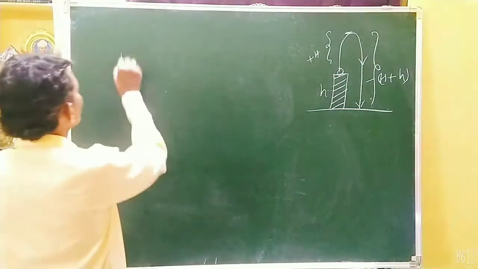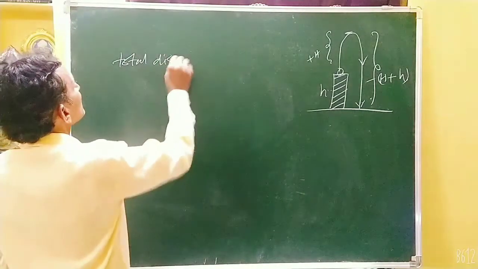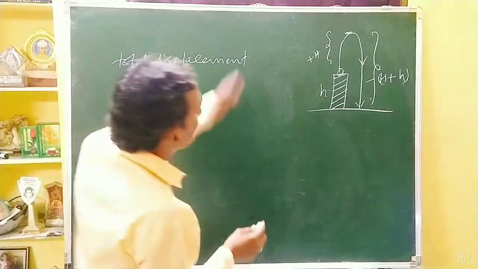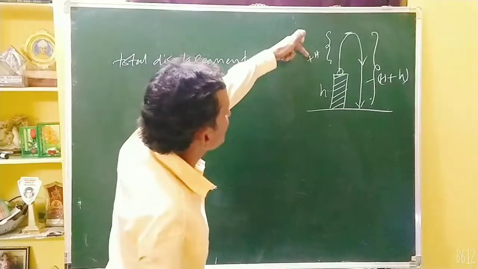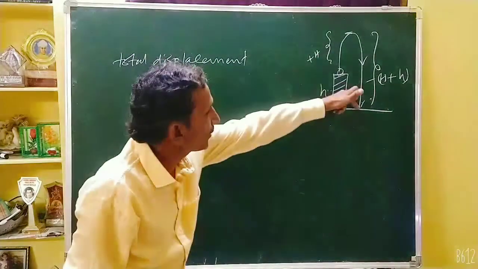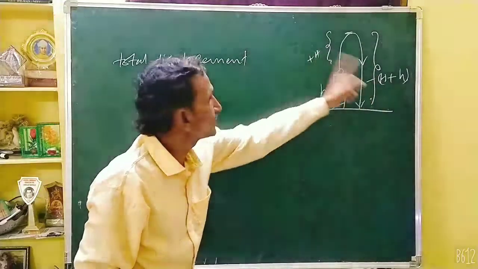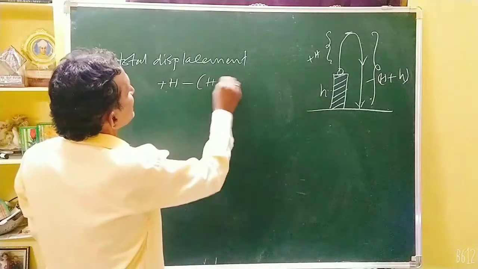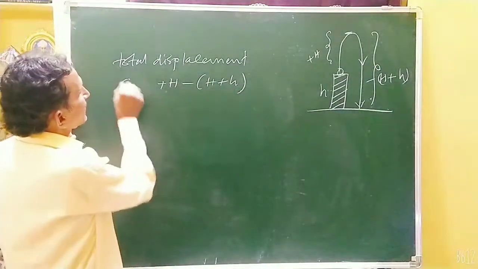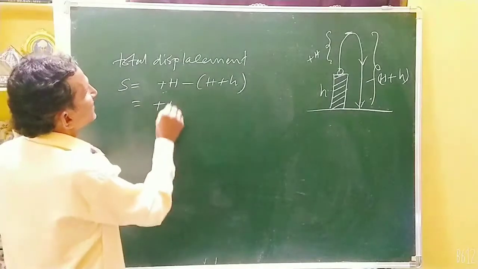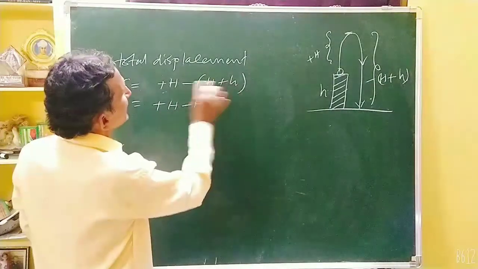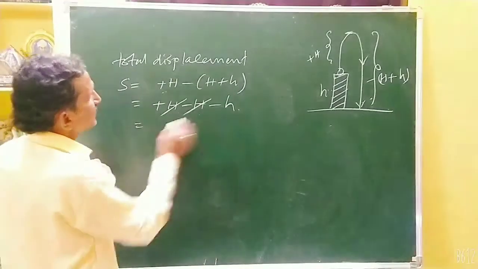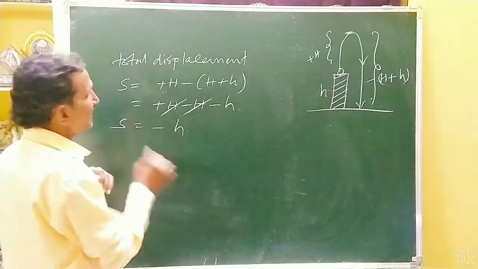The total displacement is taken as yesterday. The total displacement is the displacement from the starting point and the displacement up to the ending point, the sum of these two displacements. That is plus h minus of h plus h. So the total displacement is plus h minus h plus h, and plus h and minus h get cancelled. Then the resultant displacement is minus h.